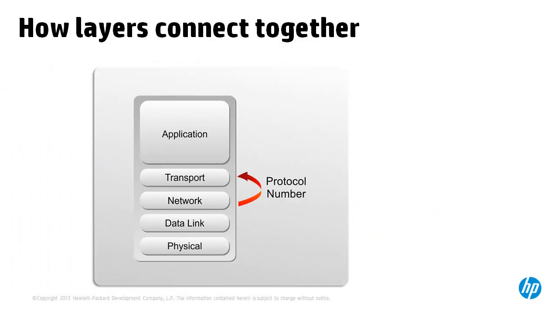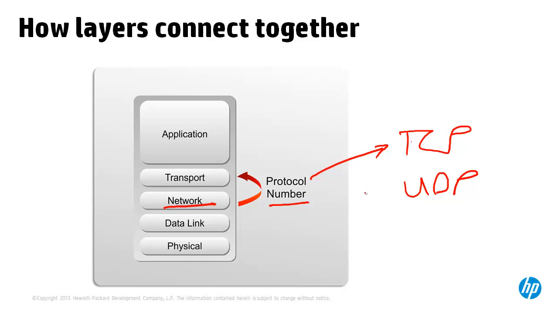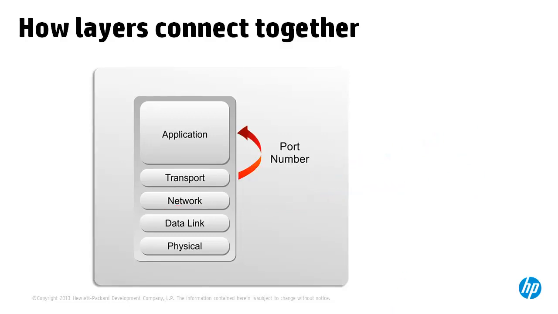At layer 3, the protocol number informs the device which protocol is running at layer 4. The two most common protocols are TCP and UDP. So at the network layer, the protocol field specifies the layer 4 protocol. And at layer 4, the port number specifies the application that's being used. Is it telnet? Is it TFTP?